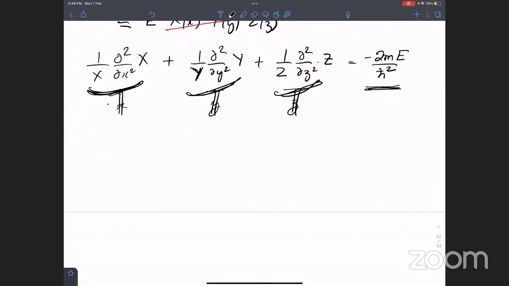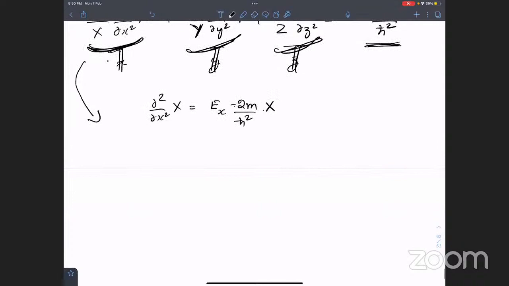So I'm going to write, finally, my Schrodinger's equation in a three-dimensional potential box, inside the box where the u is 0. Inside that box, I can write it as 1 by X into d squared by dx squared of X is equal to some constant. I'm going to call that ex into 2m by h bar squared of X.